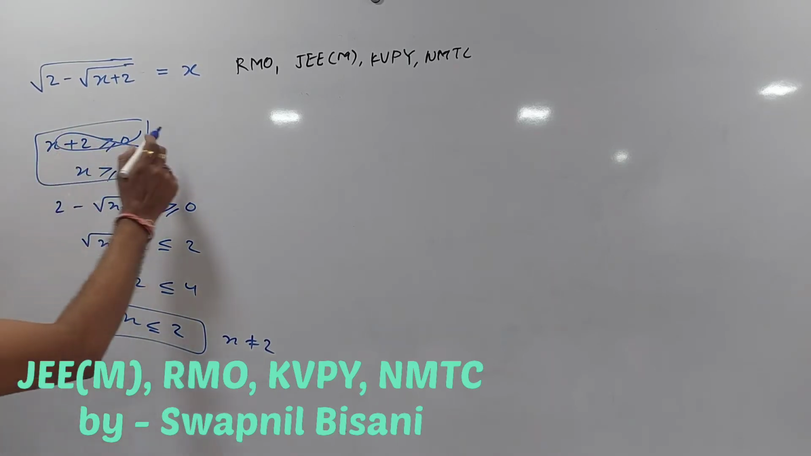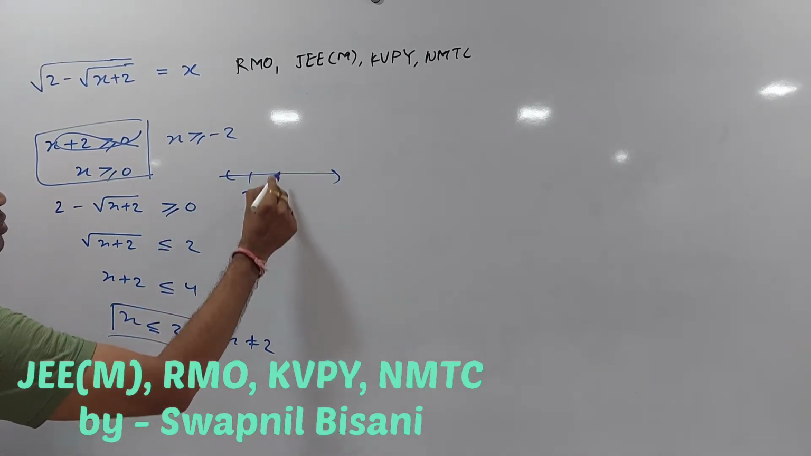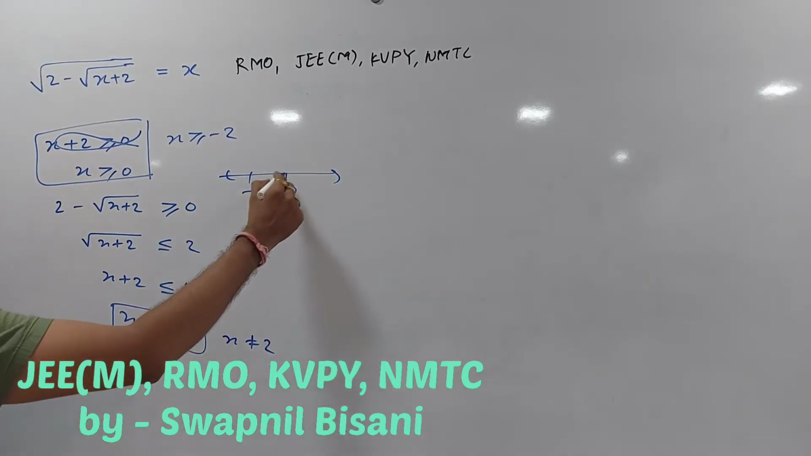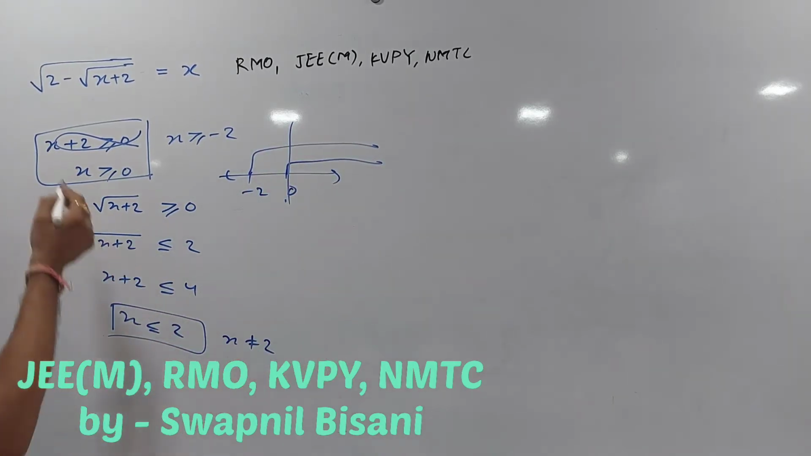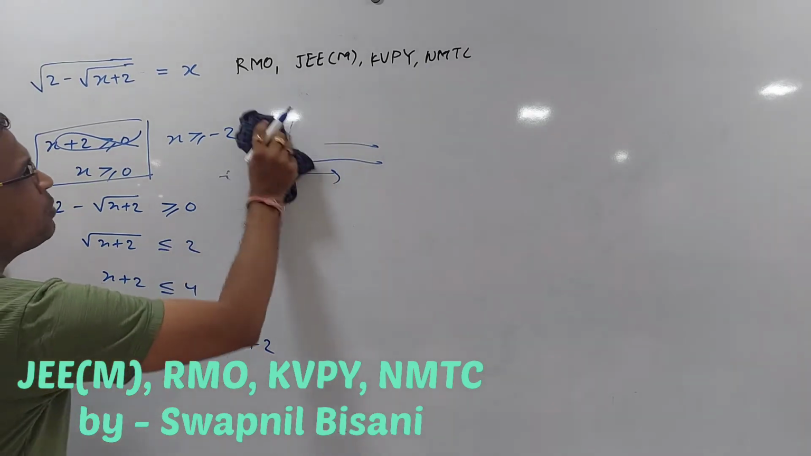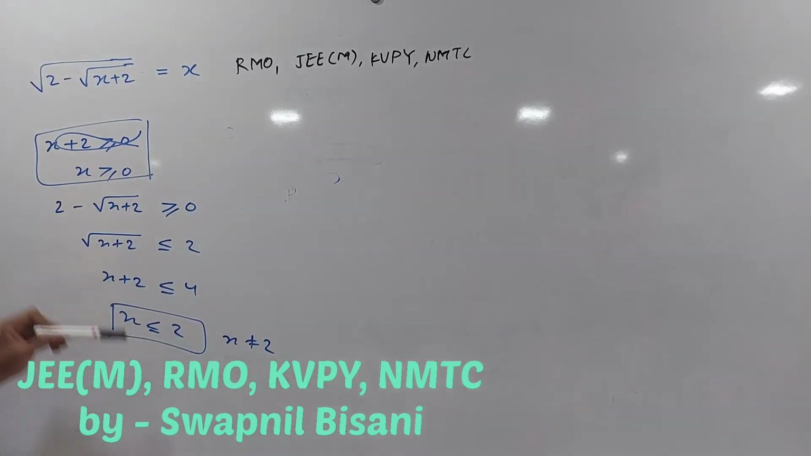Fine. Why? I'll just let you know: x greater than or equal to minus 2, so on a number line it is minus 2, it is 0, so it is greater than or equal to. This is one solution, this is another solution, and the combined will be this. That's why I just ignore this. So I can conclude finally that I have this and this.